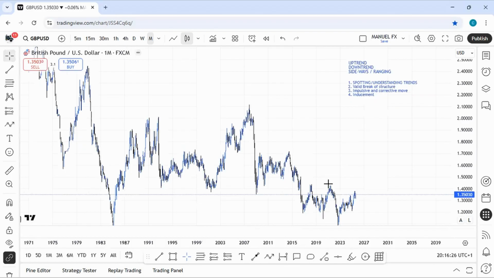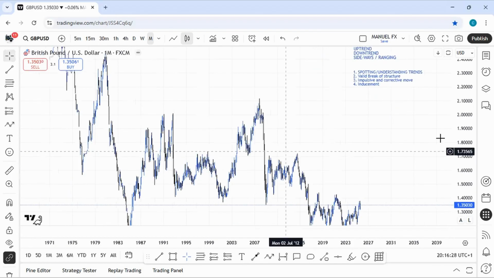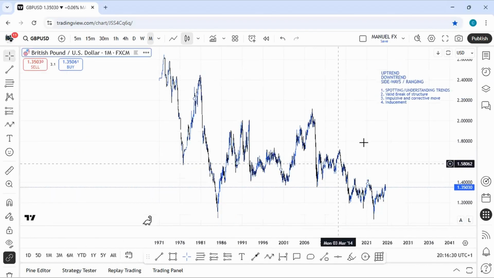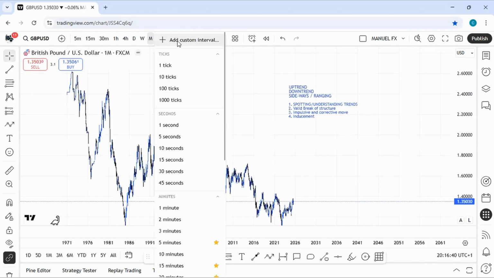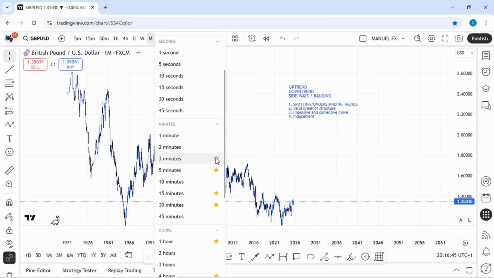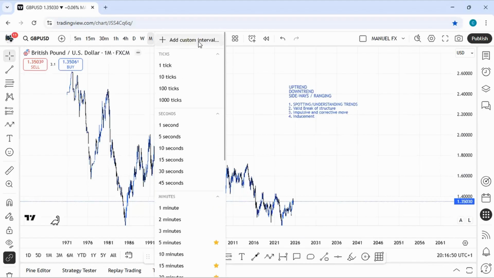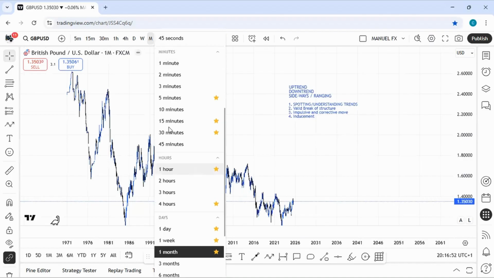So now I am on the monthly time frame here. If you don't know how to add your time frames, you can just come here and add them. You can start any of your time frames here, or you can create a custom time frame of your choice. Maybe you want to go down to 12 minutes, 14 minutes, or 17 minutes, you can create it.